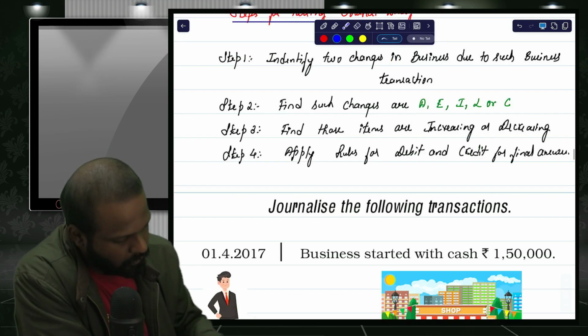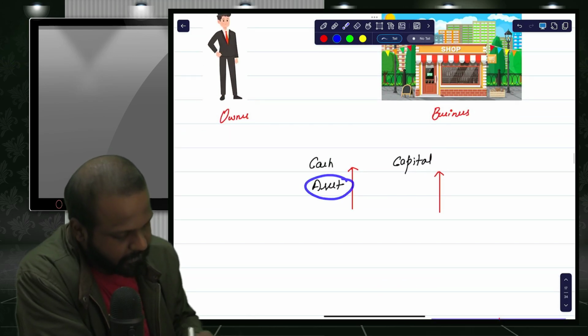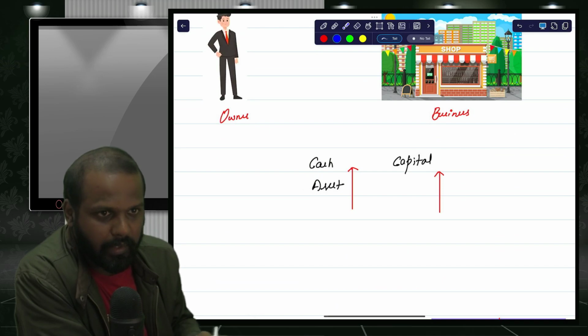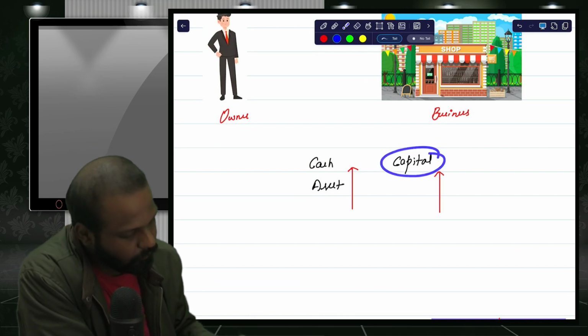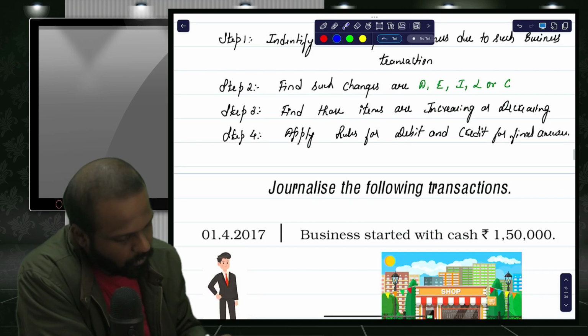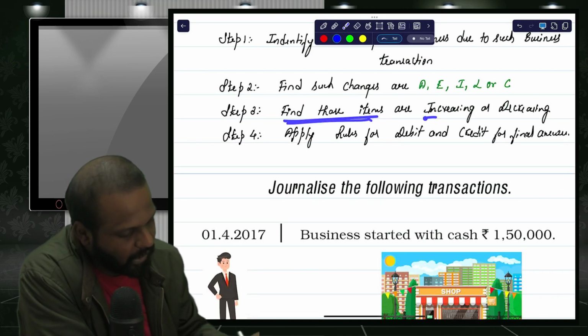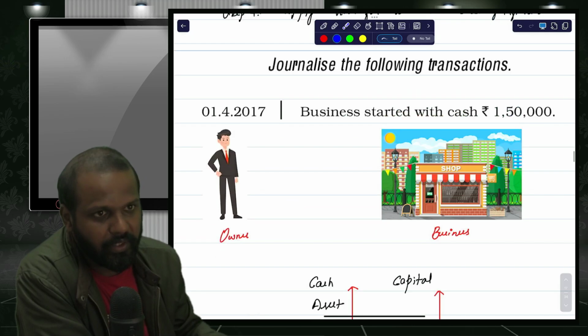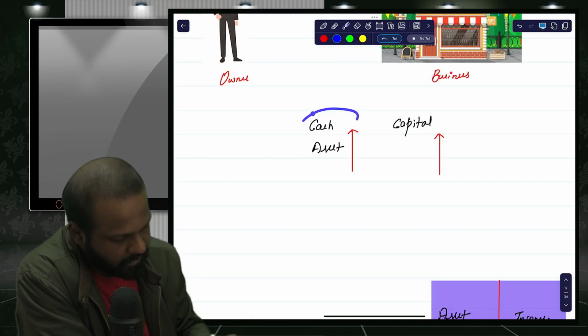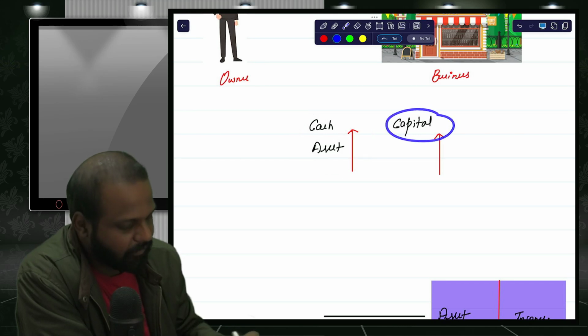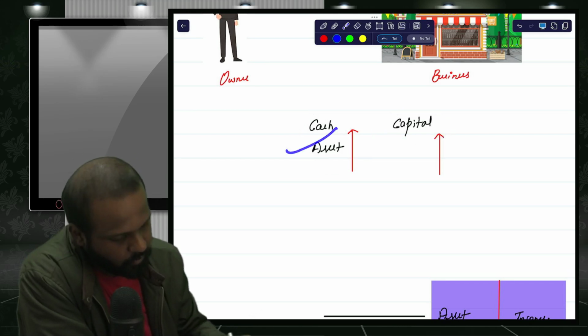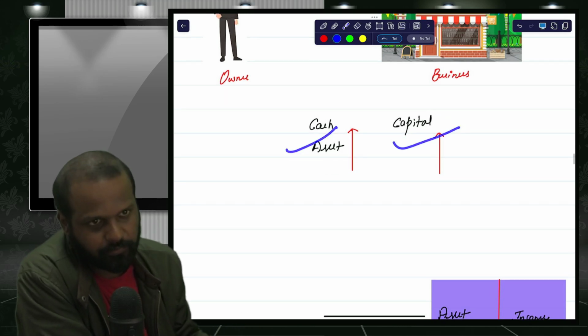So, cash is what for us? Asset. And capital is capital. Next, what you have to do is find those items. Are they increasing or decreasing? So, we need to check because of this transaction. Cash and capital, have they increased or decreased? Cash also increased, capital is also increased.